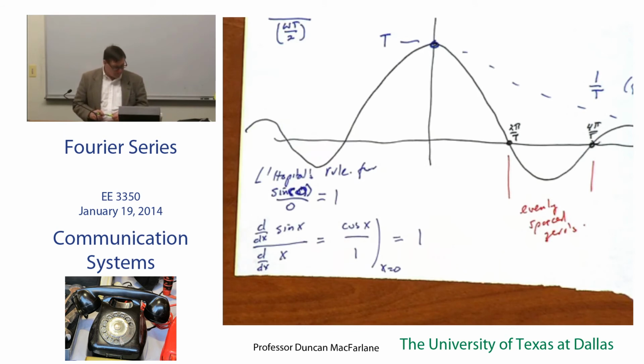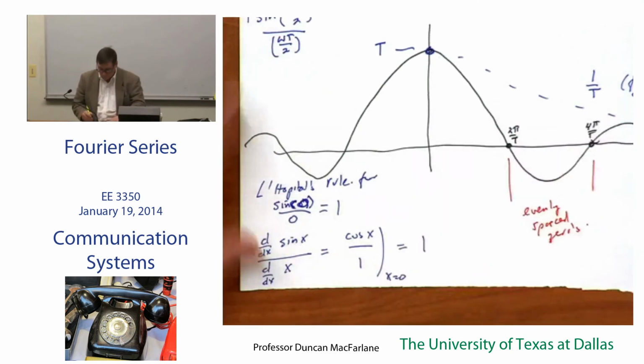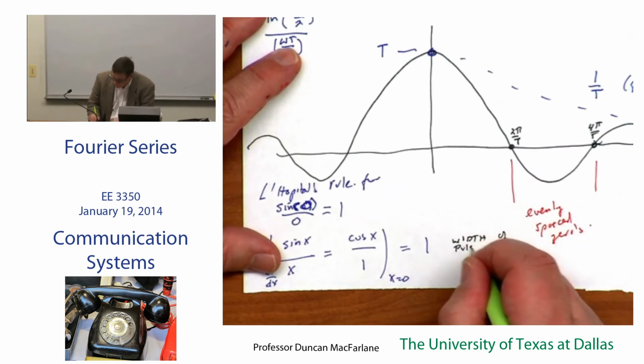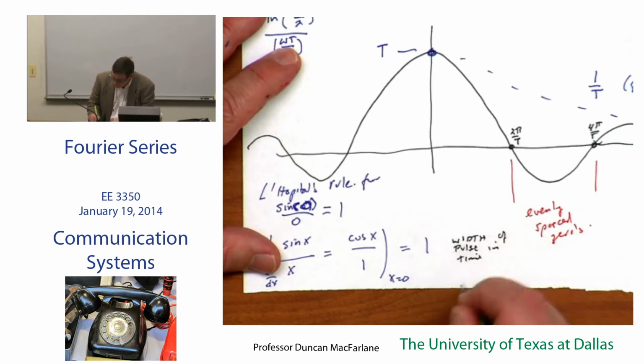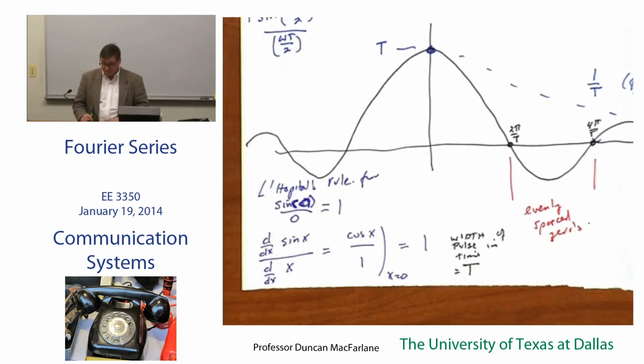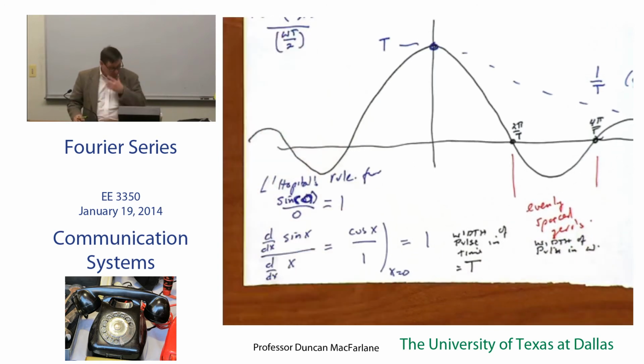The width of the pulse in time is capital T. The width of the pulse in omega, well, that's really tricky, because the width of it's either infinity or some other number.